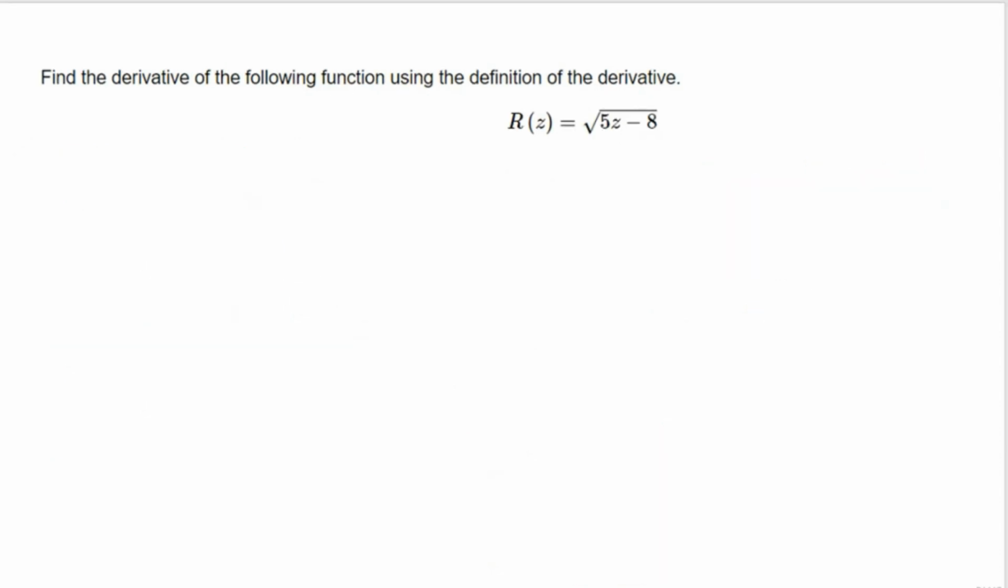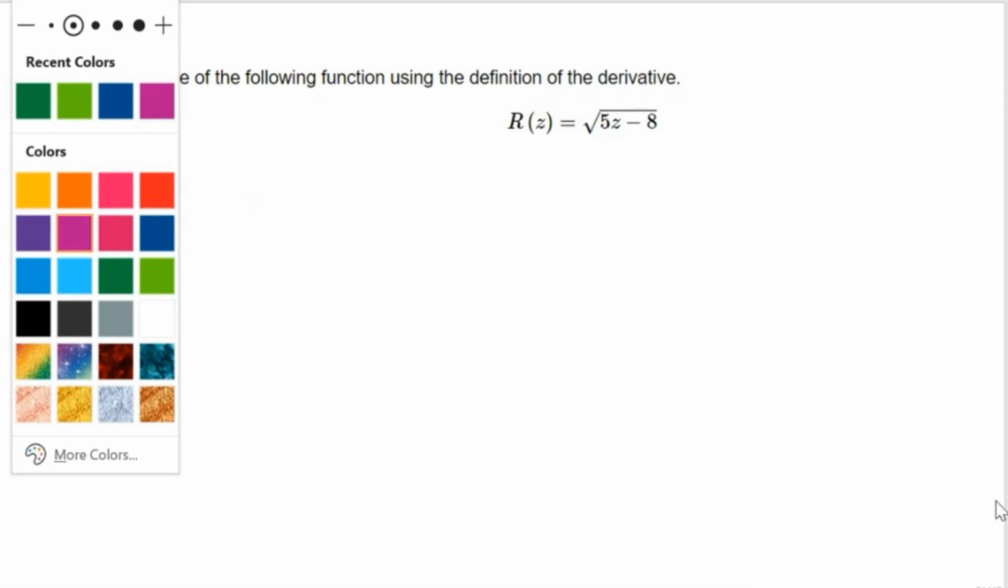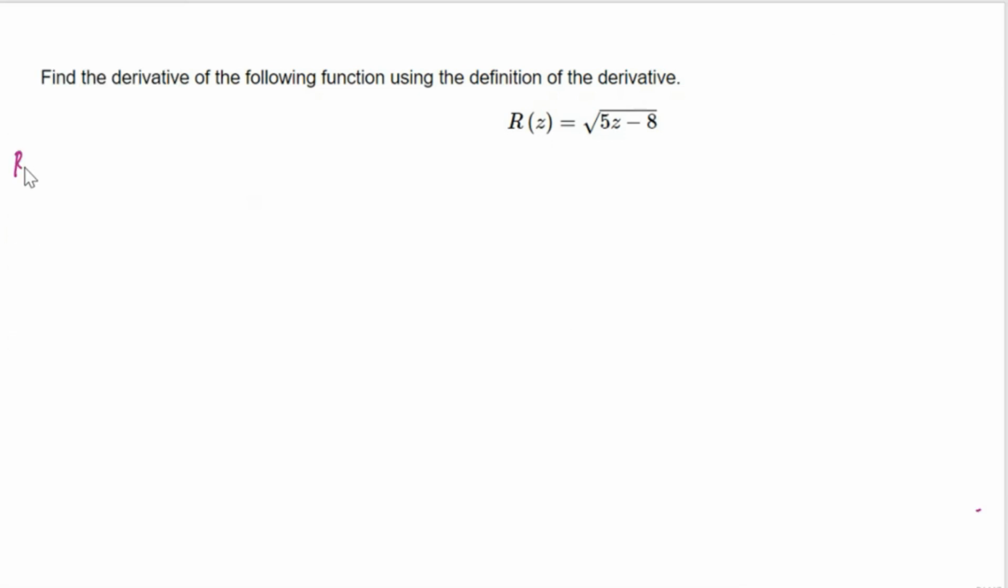So I have another example. Find the derivative of the function using the definition of the derivative. So always remember the definition of the derivative. Since I'm using r of z here, I can write our definition of the derivative. We can write r prime of z is equal to the limit of r of (z plus delta z) minus r of z, all over delta z, as delta z approaches 0.